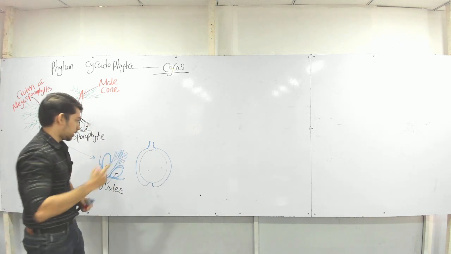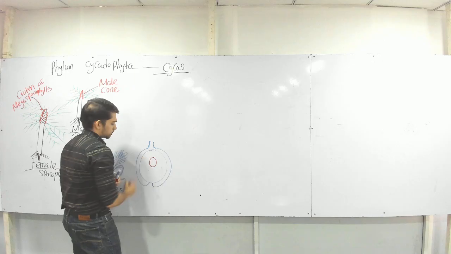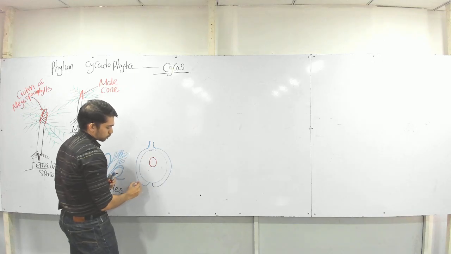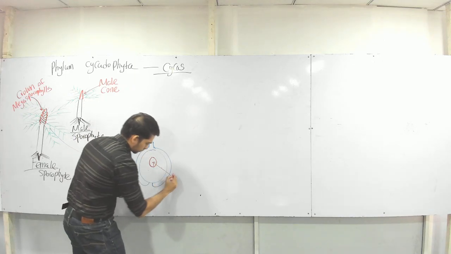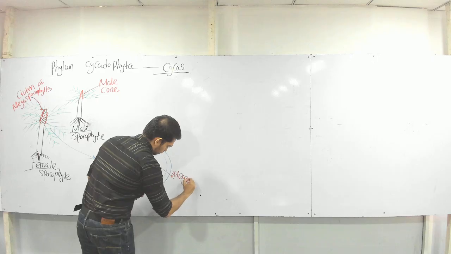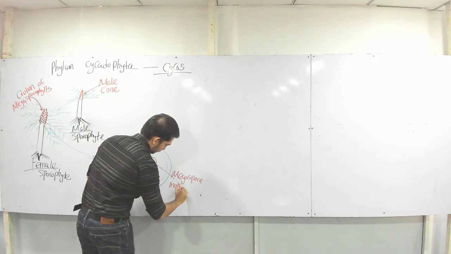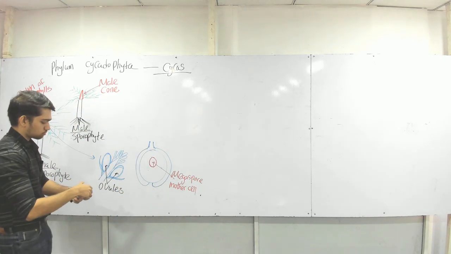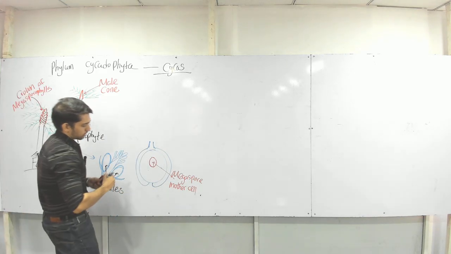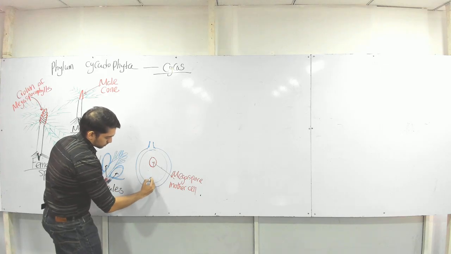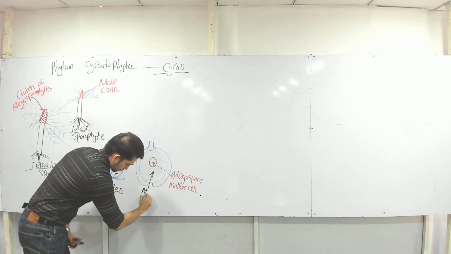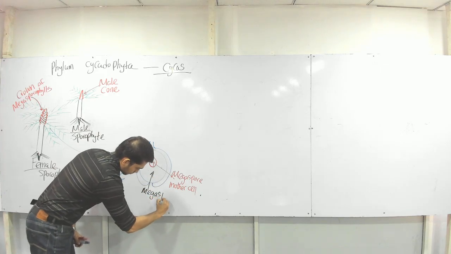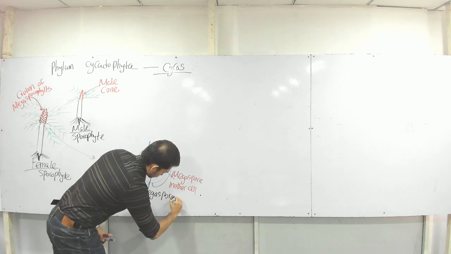That is the one that goes on to the next round. One of the cells of the megasporangium is chosen to be what? Megaspore mother cell. Megaspore mother cell. What is the remainder? Megasporangium.